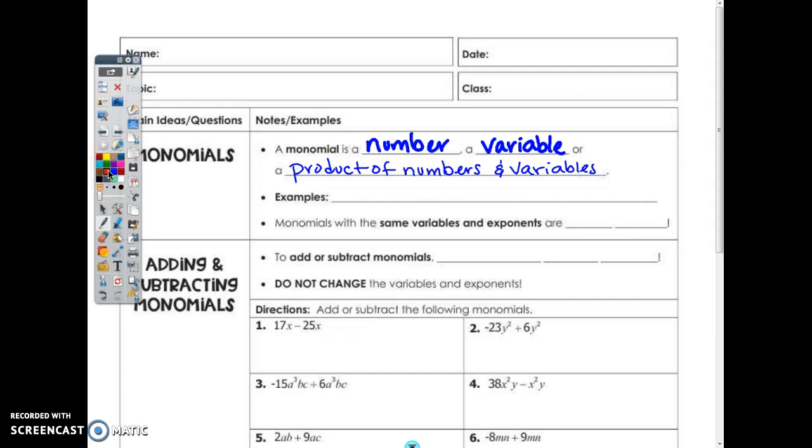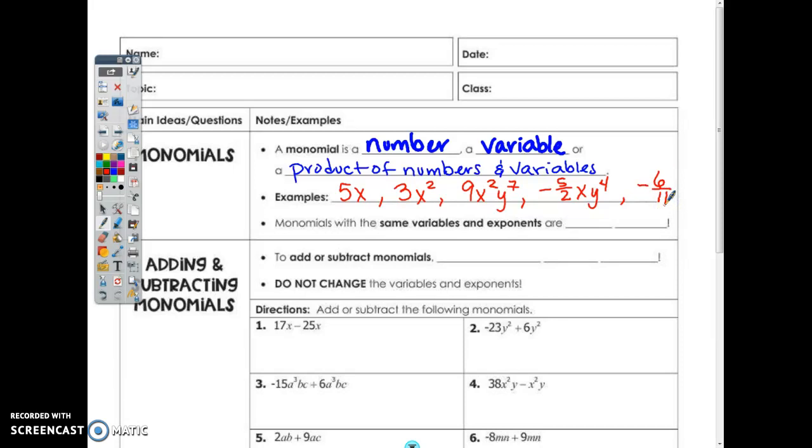For example, these are some examples of monomials. 5x is a monomial. 3x squared is a monomial. 9x squared y to the 7th power is a monomial because all of those are being multiplied. Negative 5/2 x y to the 4th power is a monomial. And negative 6/11 is a monomial.